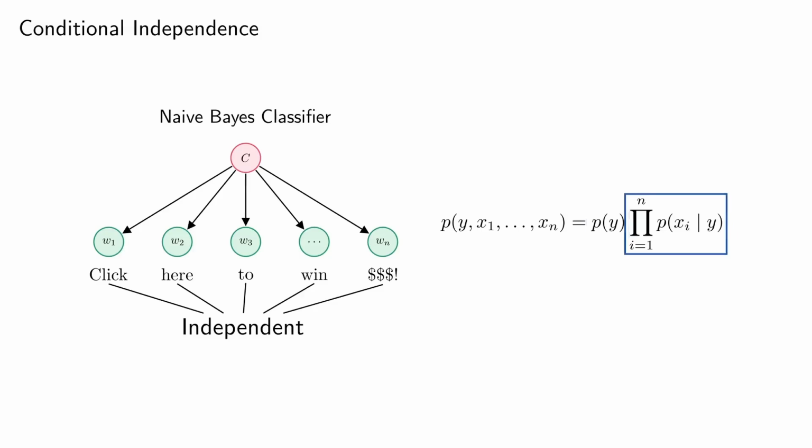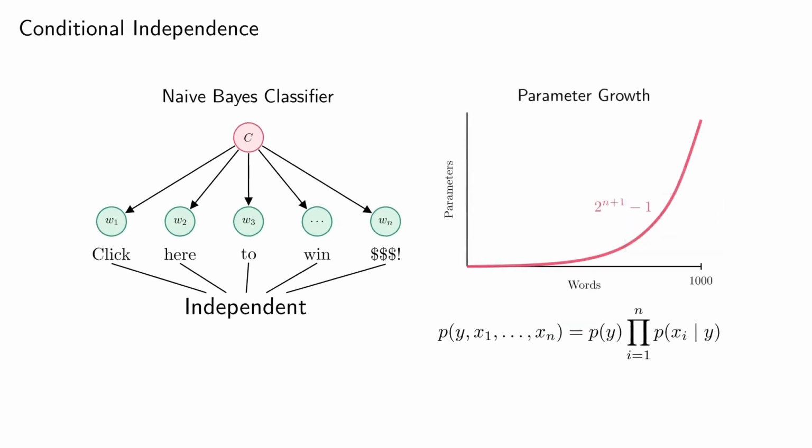Now if we compare the size of this model with the unrestricted one, we can see that the parameter count is now 2n plus 1, which grows linearly with the number of word features. The independence assumption has therefore turned an exponential problem into a far more tractable one. We have exchanged expressive power for lower sample and computational requirements.